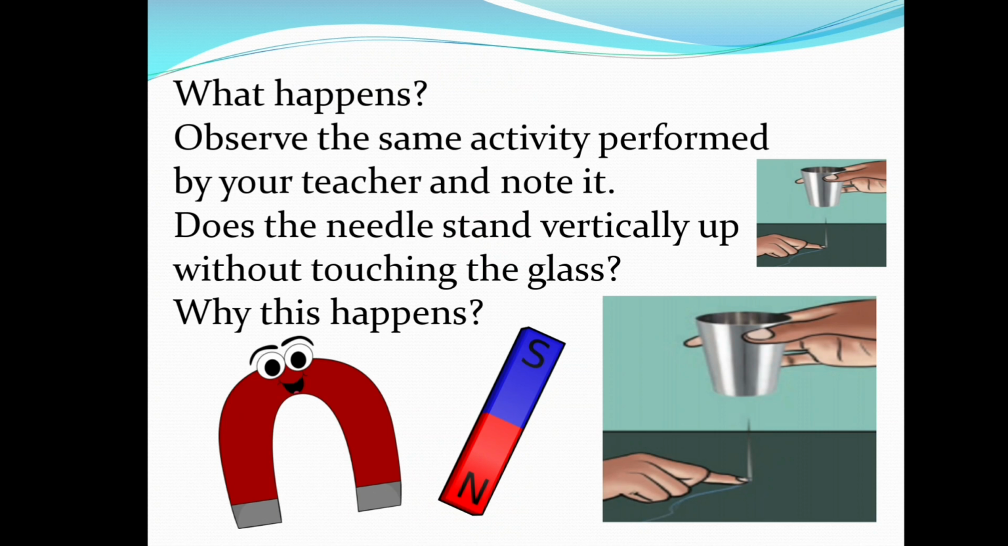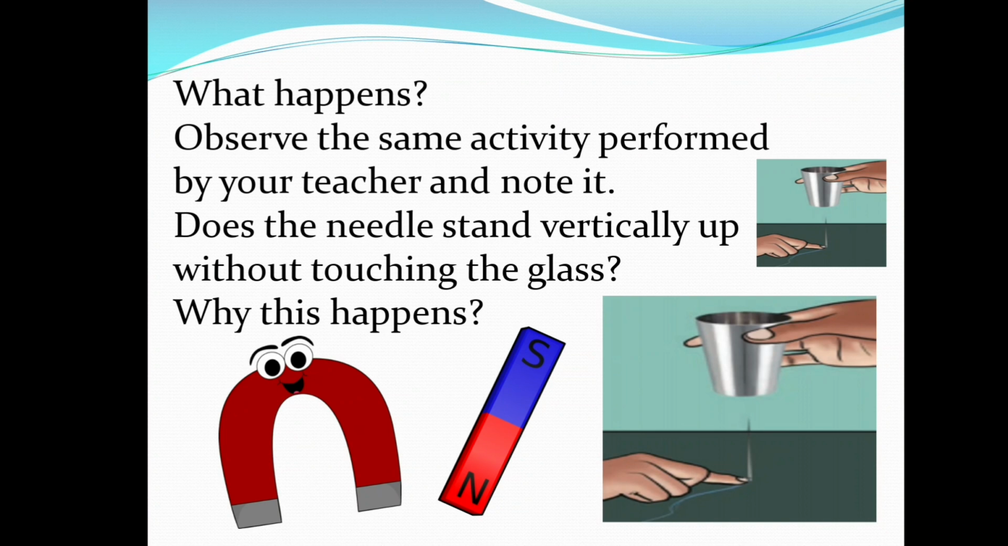What happens? Observe the same activity performed by your teacher and note it. Does the needle stand vertically up without touching the glass? Why does this happen? You have to observe the activity. You can see in the picture, as the steel glass is lifted upward, the needle is standing vertically without touching the steel glass.